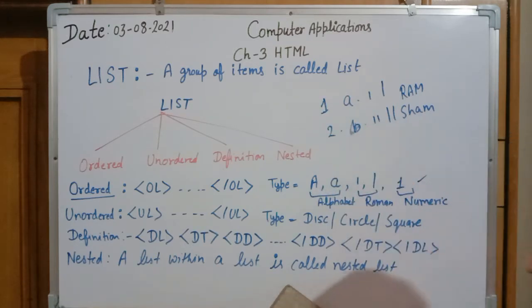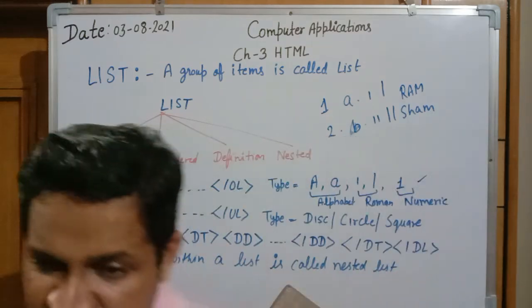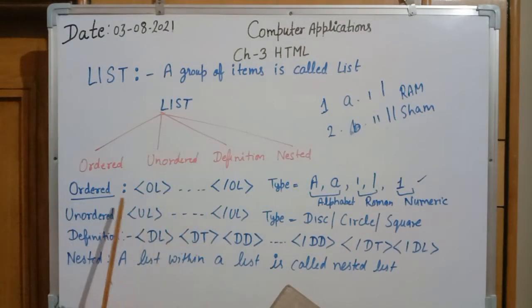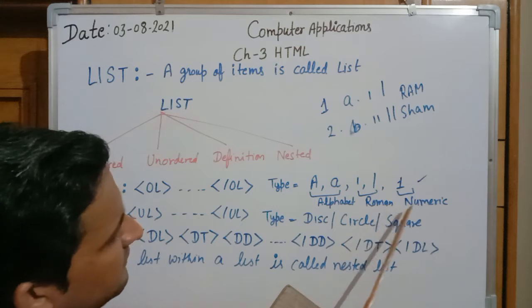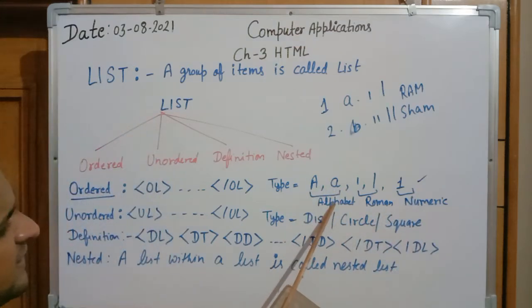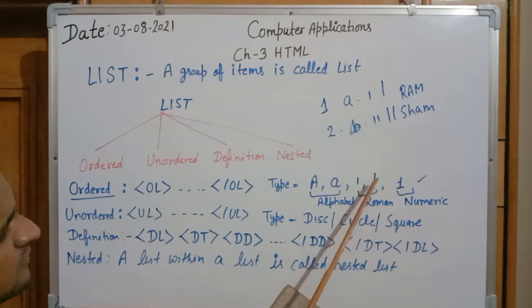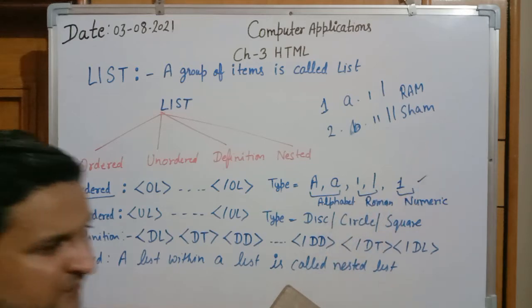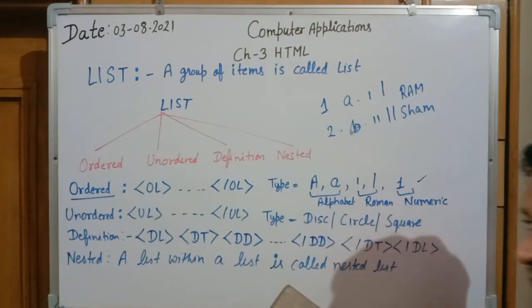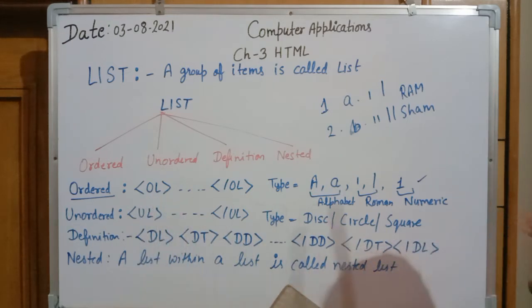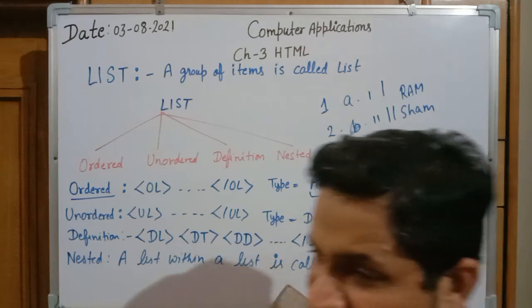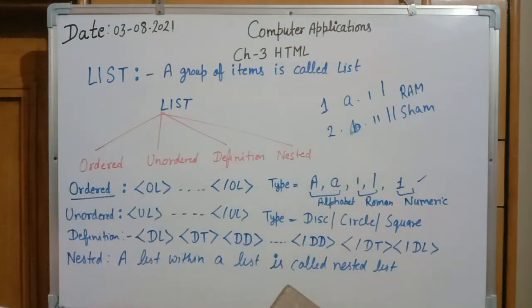So if anybody asks you how many types of lists can be created in ordered type, an ordered list can be created of 5 types. 2 are alphabetic, 2 are Roman, 1 is numeric. Small alphabet, caps alphabet, small Roman, caps Roman, and numeric value. Now one more question. By default, which type of list is created? By the ordered list, if we are not giving any type, it will take the numeric list. It will arrange in a 1, 2, 3 sequence. By default, the type is numeric.